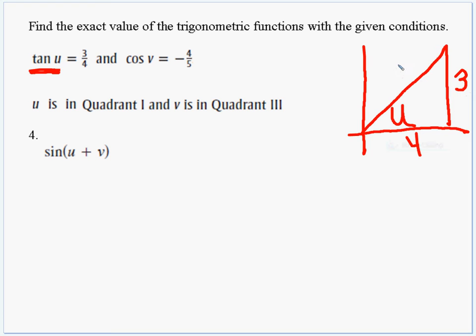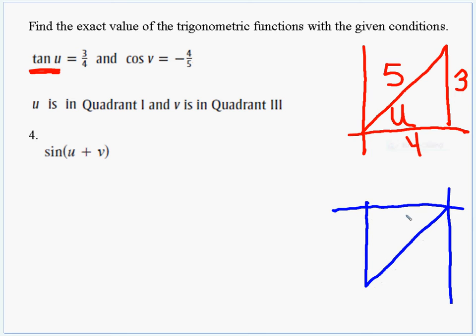A little Pythagorean theorem will tell you the hypotenuse is 5. So there is our 3, 4, 5 triangle. V is in the third quadrant, so I'm going to draw a third quadrant here. We go out from the origin and back to the x-axis. That will be angle V. And the cos of V is -4/5, and that is adjacent over hypotenuse. So our adjacent is 4, hypotenuse is 5.